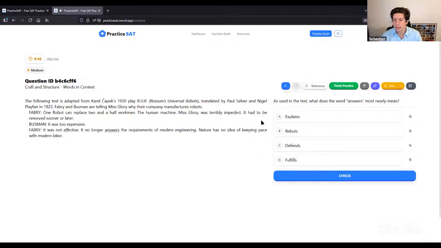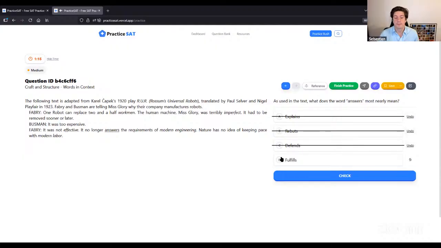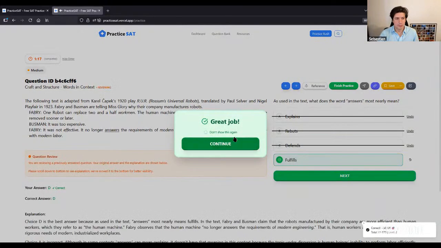So what's going on here is, as the word answers was used in the text, what does the word answers most nearly mean, right? They underlined it for us. So we're going to have A explains, B rebuts, C defends, D fulfills. On these types of questions, I like to look at all answer choices first. And then, they're not answering a question to the requirements of modern engineering, so it wouldn't be that. They're not rebutting something, and they're not defending something, right? They're fulfilling a purpose. So it should be D. Whew. All right.